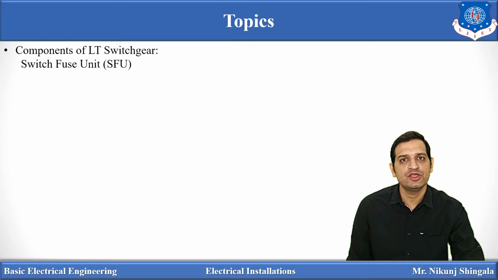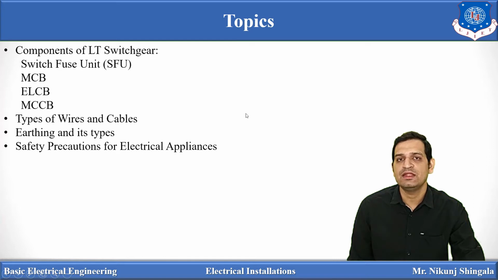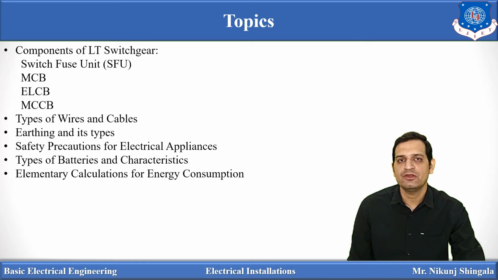There is fuse, switch fuse unit, MCB, that is a miniature circuit breaker, ELCB, that is an earth leakage circuit breaker, MCCB, that is a molded case circuit breaker, types of wires and cables. I'm going to discuss all these types of LT switchgear in this lecture. Then earthing and its types, safety precautions for electrical appliances, types of batteries and characteristics, power consumption calculations, and finally the basics of power factor improvement. So these are the different topics to be covered in the electrical installation unit.